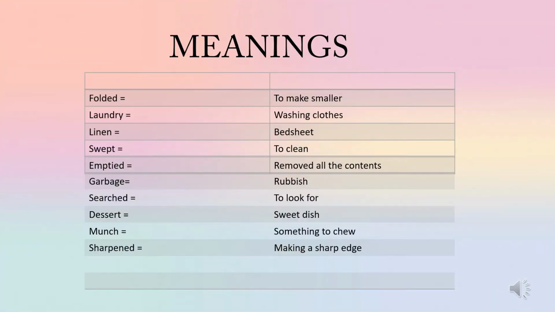My dear children, I have given the meanings here. I'll read it for you. Folded, to make smaller. Laundry, washing clothes. Linen here means bed sheet. Swept, to clean. Emptied, removed all the contents. Garbage, rubbish. Searched, to look for. Dessert, sweet dish. Munch, something to chew. Sharpened, making a sharp edge.